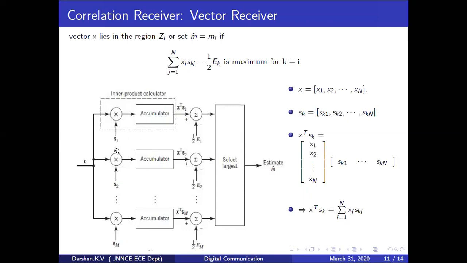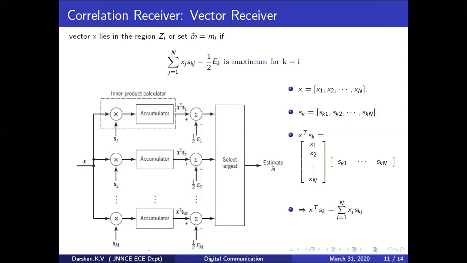This X along with S1, S2, they are first multiplied and accumulated. What is this multiply and accumulate operation referred to as? This combined operation is referred to as inner product. The term inner product has been taken from linear algebra.